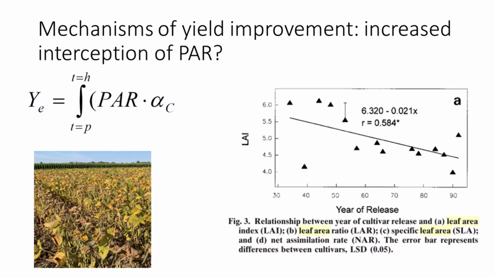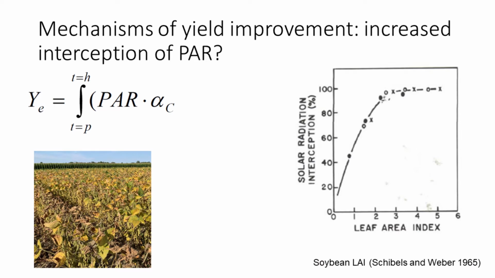All right, so what's going on here? I mean, you would think that at least LAI would be held constant. It wouldn't be decreasing over time. To understand what's probably going on here, it's helpful to look back at this graph, which shows you the proportion of solar radiation intercepted by that crop canopy as a function of soybean leaf area index.